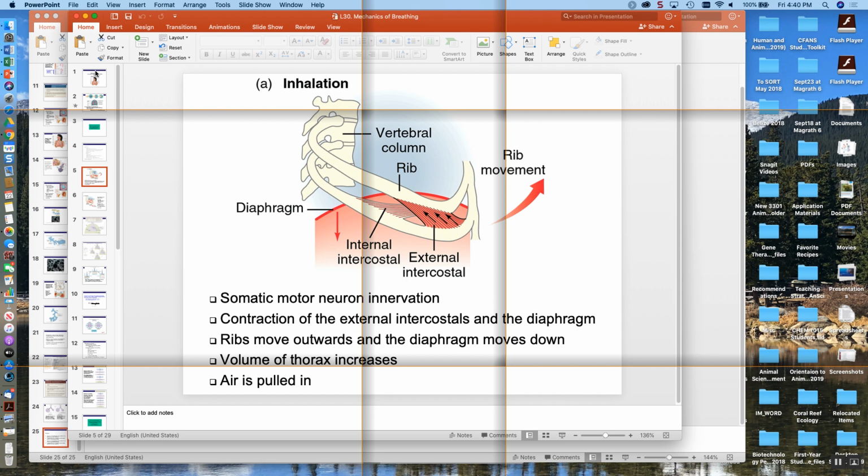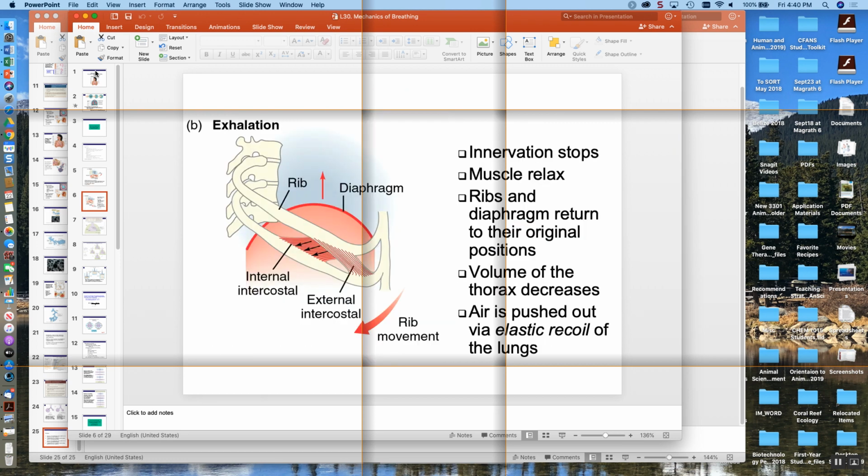Exhalation or expiration. That's where the nerves relax, they stop their activity. Muscle relaxes, rib and diaphragm return to their original position. Volume of the thoracic cage, the thoracic cavity, decreases. And when volume decreases, pressure increases. The pressure in the alveoli goes to +1, right? Millimeters of mercury. Air is always going to flow from high pressure to low pressure. It's going to actually force air out.